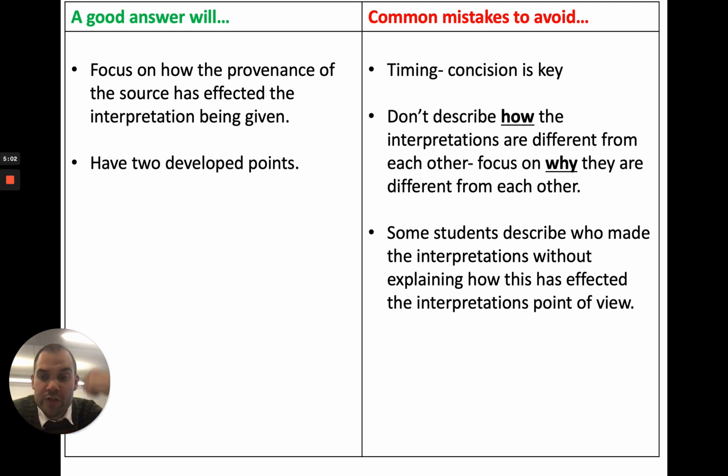Yeah, so it's not enough just to describe who the author is and just parrot back things from the description of the interpretation. You have to be able to then explain, okay, but why would that lead them to have a different interpretation from the other person? You'll see an example of what I mean by that in just a minute.